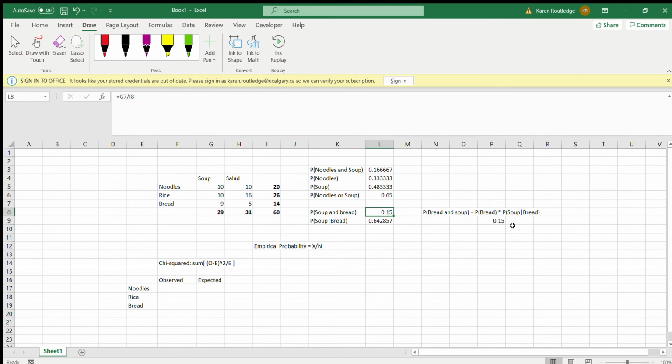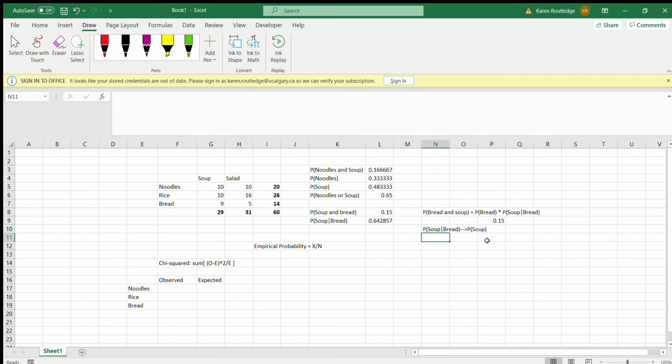Now, we can ask the question, and this is really what the chi-squared test does: what happens if we didn't account for the soup given bread? What if we assumed that bread operated independently from soup? So this given bread didn't matter. The other way of saying that, if we write this out, is that the probability of soup given bread would be the same thing as the probability of soup. That is the condition of independence. If the bread doesn't have an effect on soup, then the probability of soup given bread is just the probability of soup.